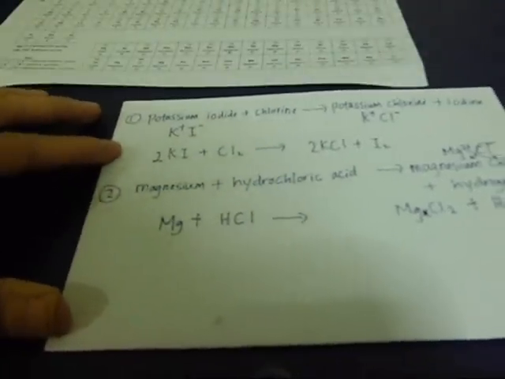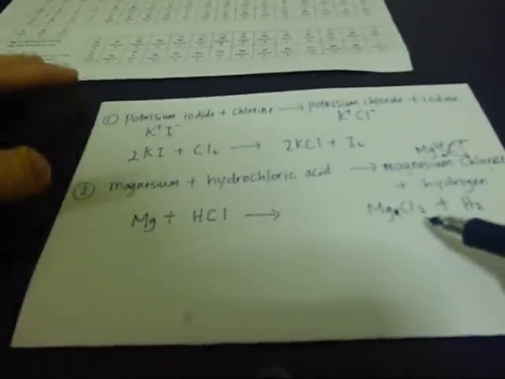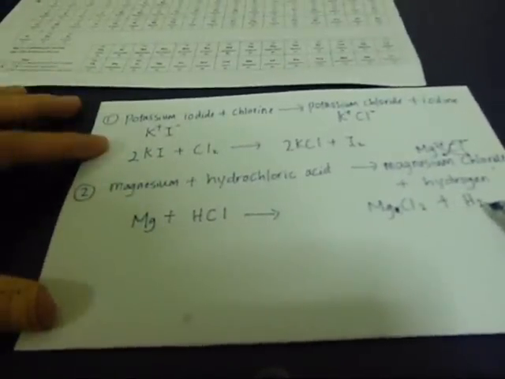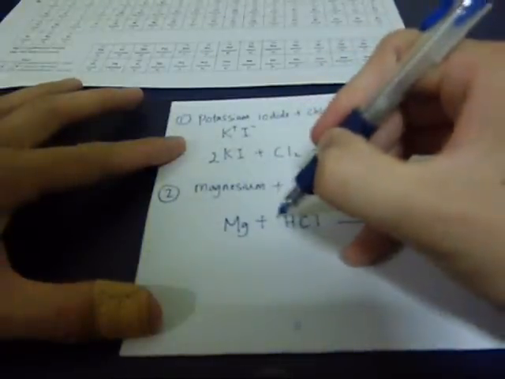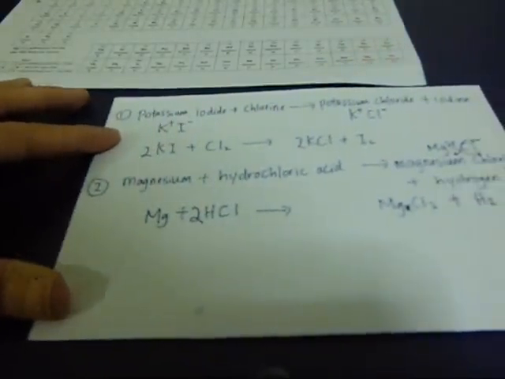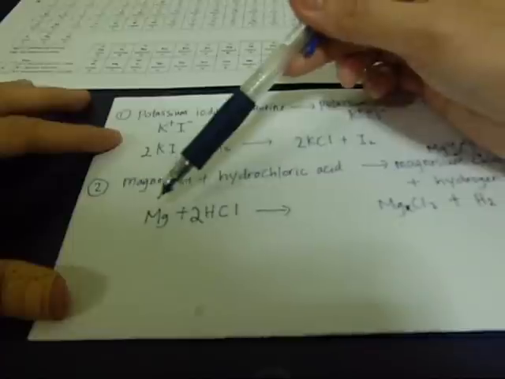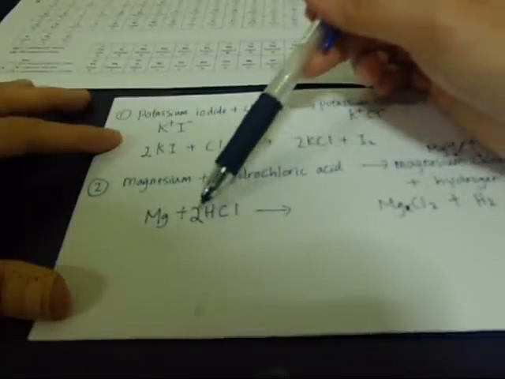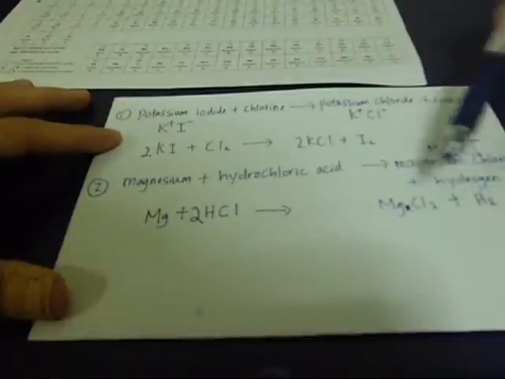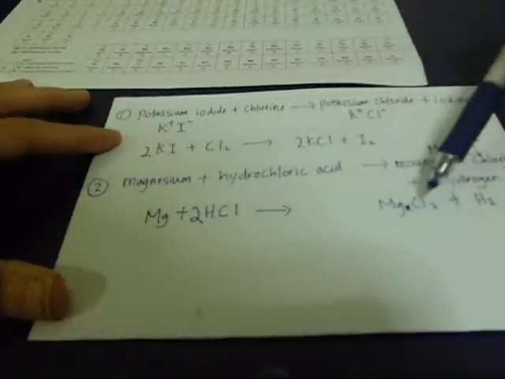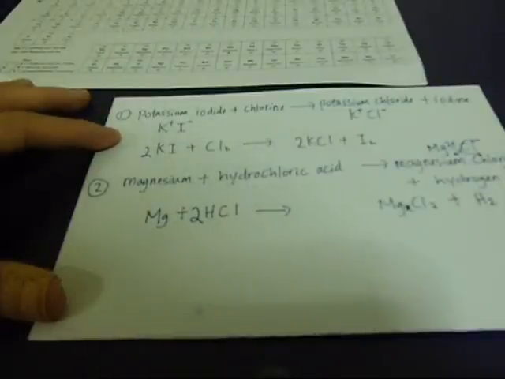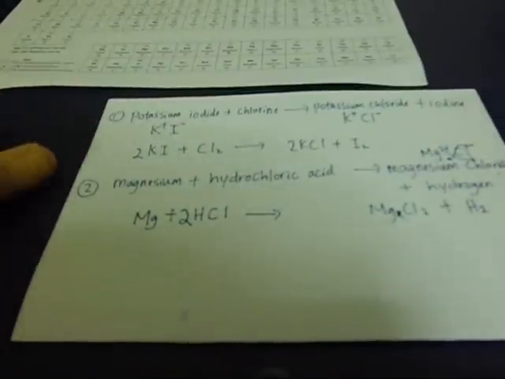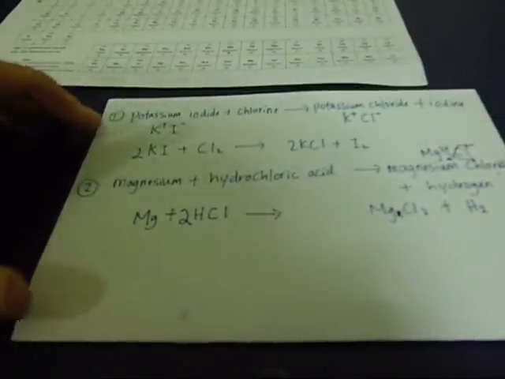Now it's the time to balance it. On the right hand side, you see there are 2H, 2 hydrogen, 2 chlorine. So on the left hand side, 1 hydrogen, 1 chlorine, so you just put a 2 there. Okay, so just double check. On the left hand side 1 Mg, on the right hand side 1 Mg, on the left hand side 2H, on the right hand side 2H, on the left hand side 2Cl, on the right hand side 2Cl. So this chemical equation is balanced.